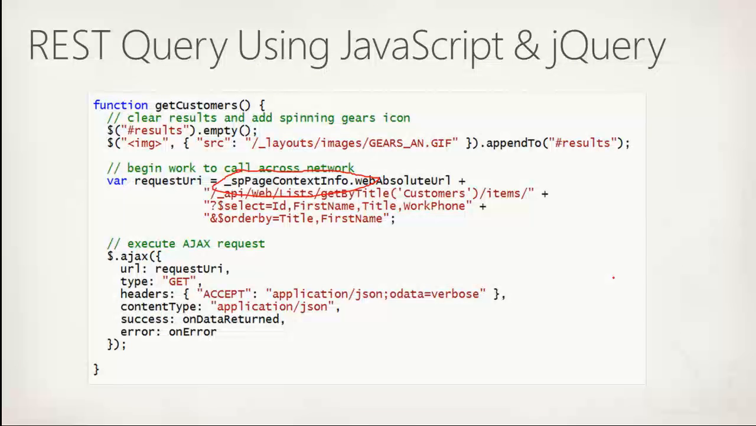So here, we basically find the root of the current site and then say _api/web/lists, put things together, and then we simply submit the Ajax request.